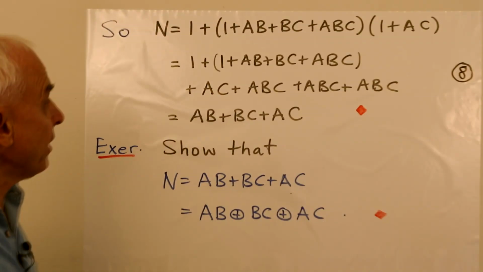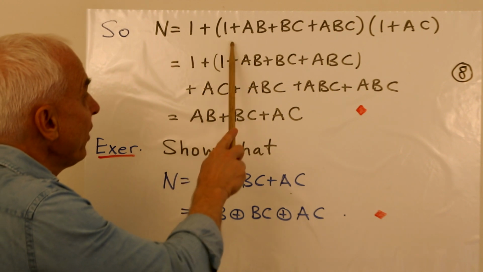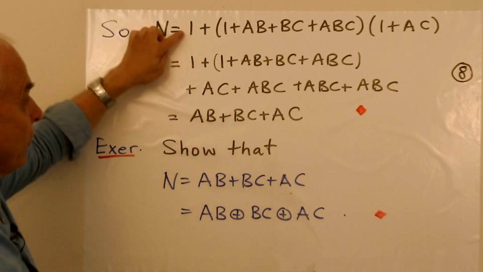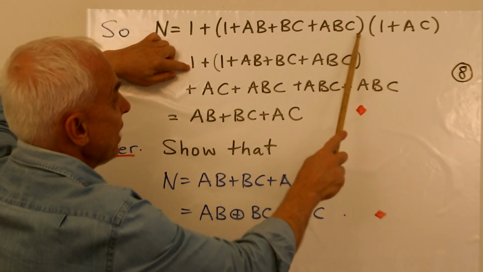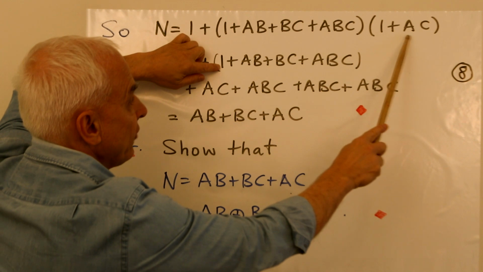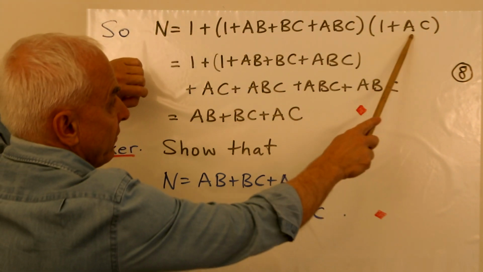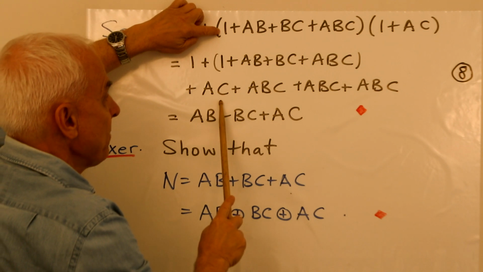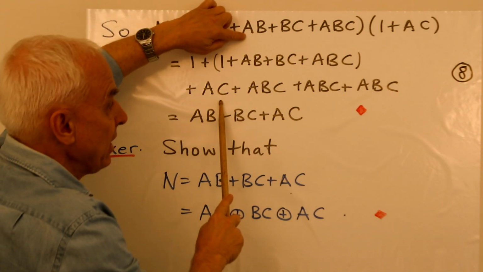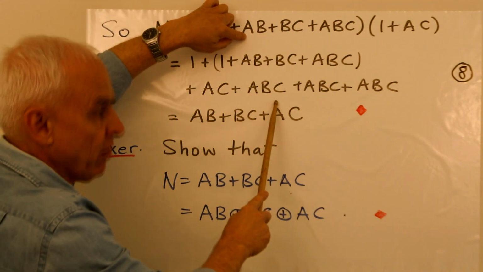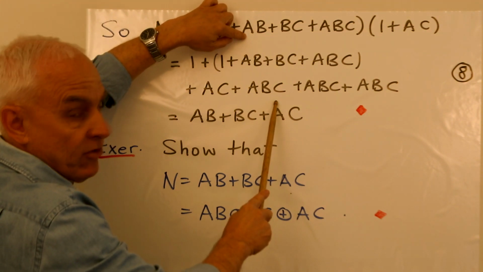So I've copied it again here. So there's N, 1 plus this term times this term. So now we're going to expand. So there's a 1 here. Let's take 1 times all of this. So 1 plus AB plus BC plus ABC. And let's also add the product of AC times all of these. So AC times 1 is AC. AC times AB is ABC. Originally A squared BC, but A squared BC is the same as ABC.